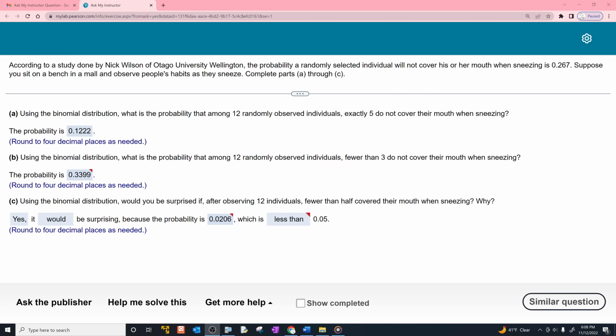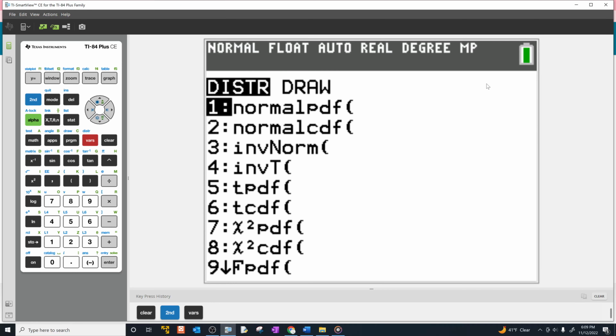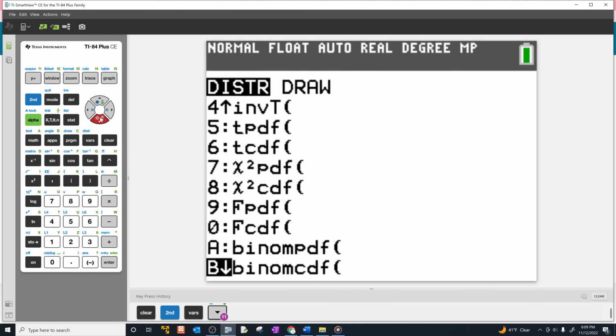And now it says to use the binomial distribution, what is the probability that among 12 randomly observed individuals, so N is 12, exactly 5 do not cover their mouth when sneezing. There are a lot of ways to approach this, but because it's exactly 5 out of the 12, our N is 12, our X is 5, and our probability is 0.267. This is set up for either StatCrunch or the calculator. On our calculator, we'd go to the distribution menu, second distribute, and go all the way down to the bottom to binomial PDF.